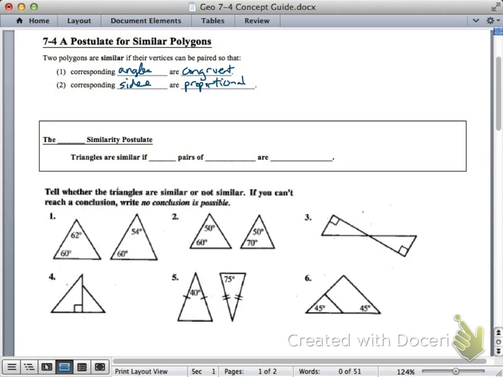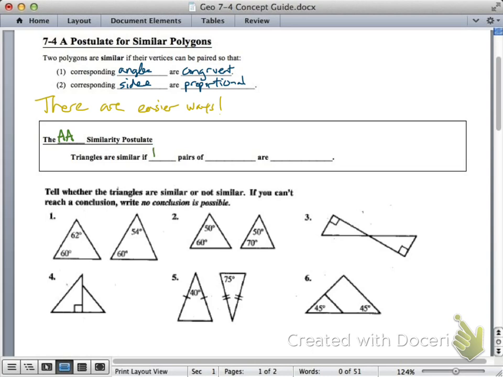Just like with congruent triangles, where we didn't have to show that all the sides and all the angles were congruent to show that they're congruent. We had SAS, ASA, SSS, etc. Similarly, for similarity, there are easier ways. So we're going to start today by talking about the AA similarity postulate. You could probably guess what this is about to be about.